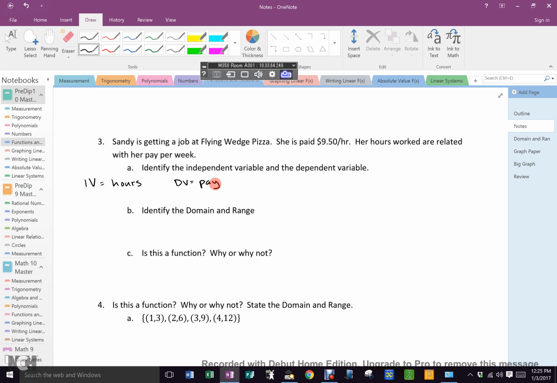Anyways, everyone's okay with that? Everyone understands why that's the IV and that's the DV, yes? Okay, now I want to know the domain and the range. So the domain is the set of the independent variable, yes? So what is the lowest value of time that I can work?